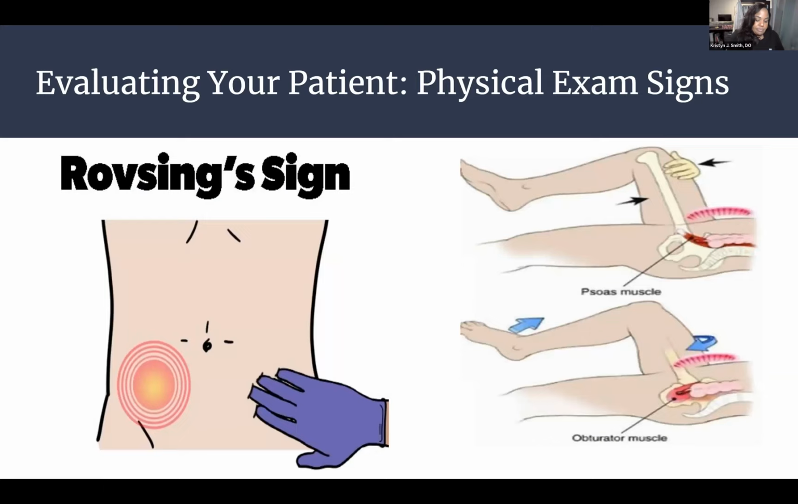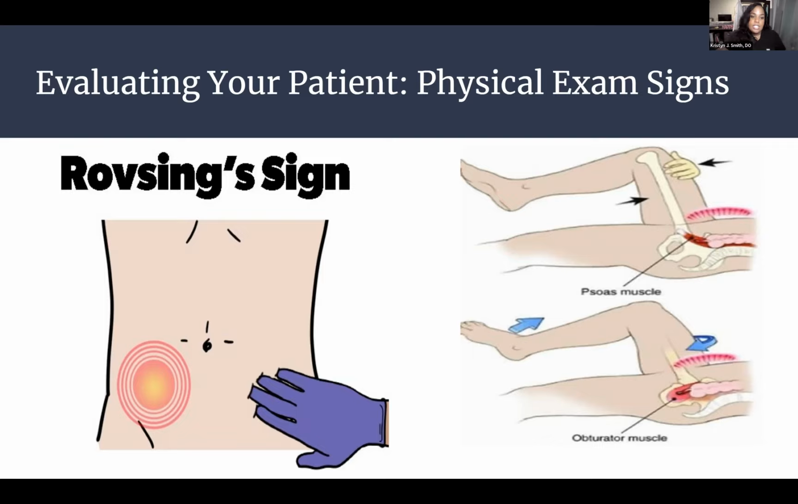So Rovsing's sign, psoas sign, and obturator sign are all also signs that are pathognomonic for appendicitis. So if you remember, Rovsing's sign is when you palpate the left lower quadrant, and that elicits pain in the right lower quadrant of the patient. Psoas sign is when passive extension of the right hip causes right lower quadrant pain. Obturator sign is when flexion and internal rotation of the right hip causes right lower quadrant pain. And again, these are all pathognomonic for appendicitis.